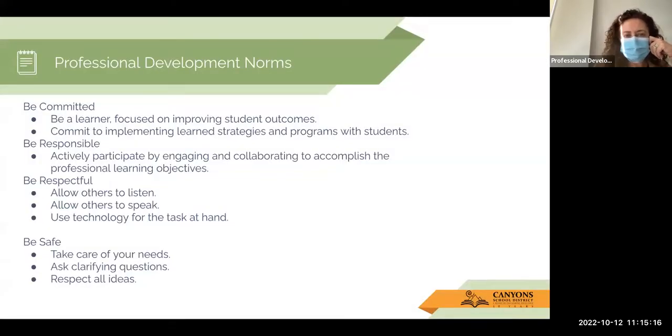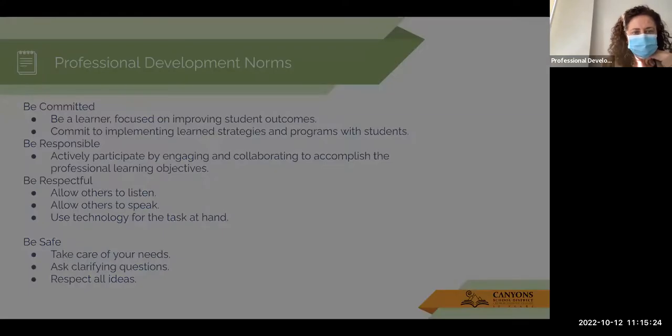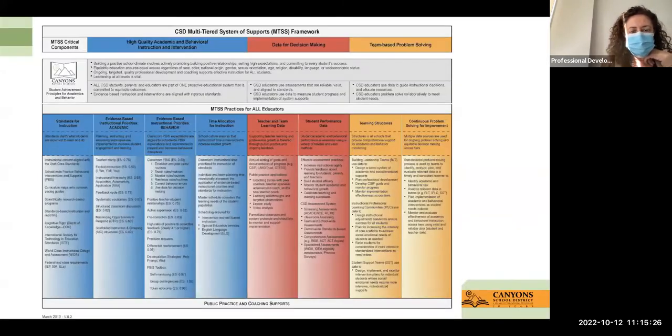So we are following the professional development norms that we always do for our PD: be committed, be responsible, be respectful, and be safe. Just so you remember that we are always following Kenyan's district standards framework. Most of what we're going to do today is going to have to do with standards of instruction and some evidence-based instructional priorities. So it's really in the academic section.